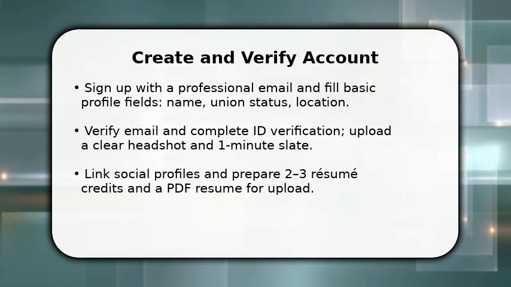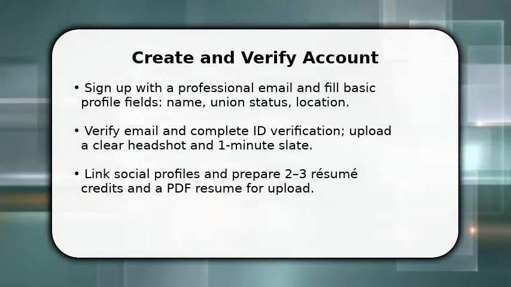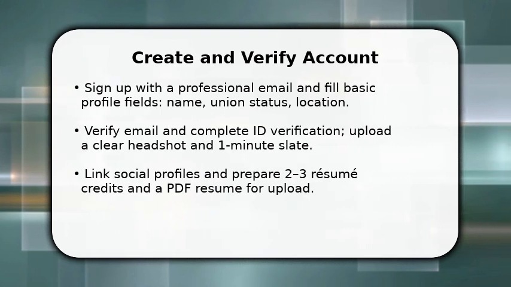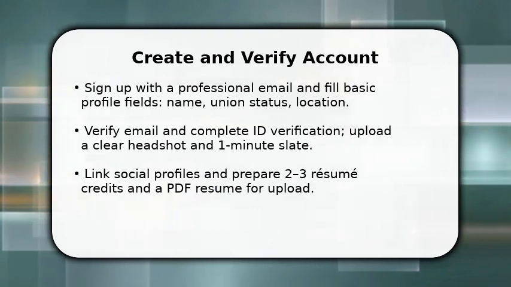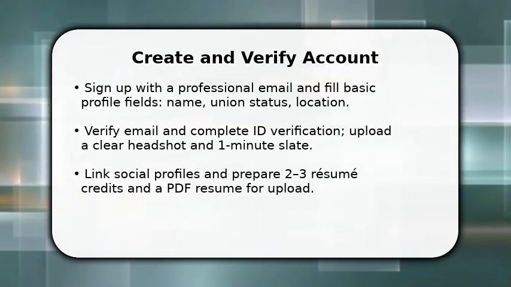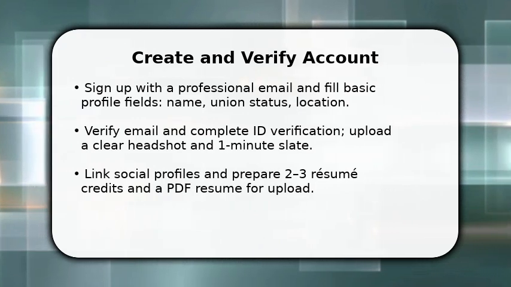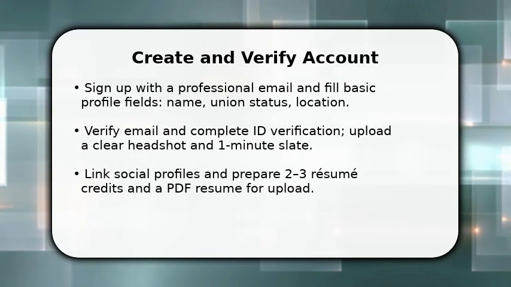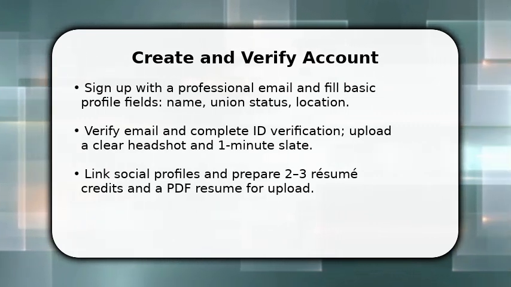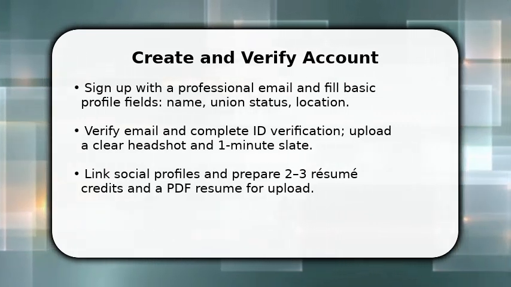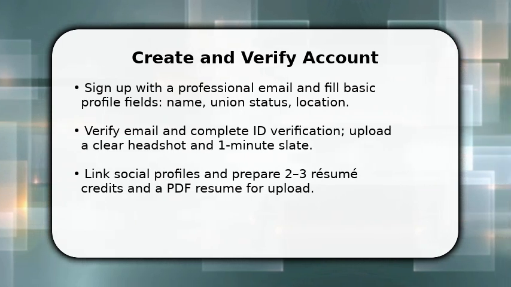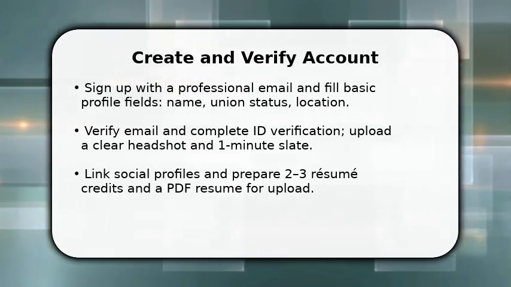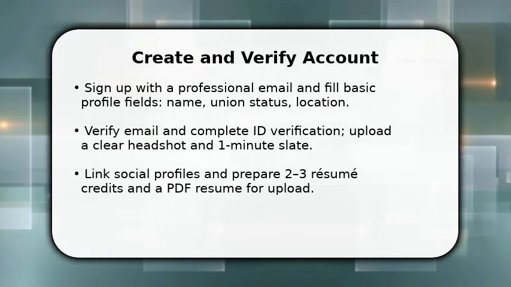You start by signing up and verifying your account so you can submit immediately. Once done, upload a clean headshot and a 1-minute slate. You want casting to recognize you at a glance. Make sure your union status and location are accurate because submissions filter by those fields. Then attach a concise PDF resume and link any relevant social pages so casting can cross-check credits. This first setup minimizes friction and lets you submit to roles without delay.